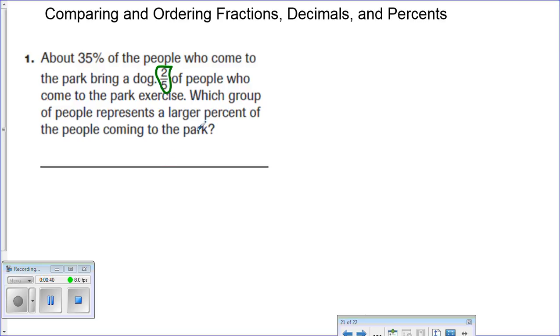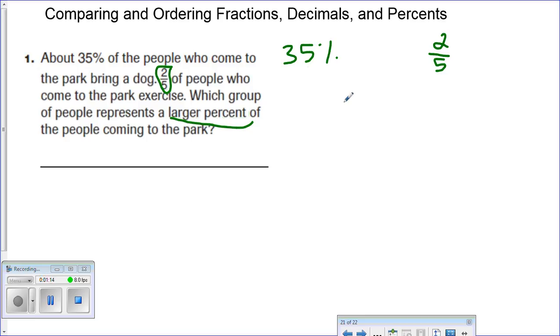So it's asking us which group of people represents a larger percent of the people coming to the park. So we need to make sure that we're comparing apples to apples, or comparing using the same form. So right now I have 35%, and I want to compare it to 2/5. The easiest way to do this, in my opinion, would be to compare percent to percent, or a decimal to a decimal.